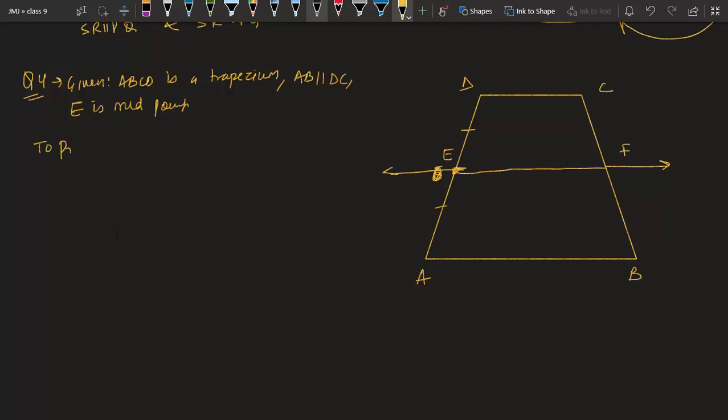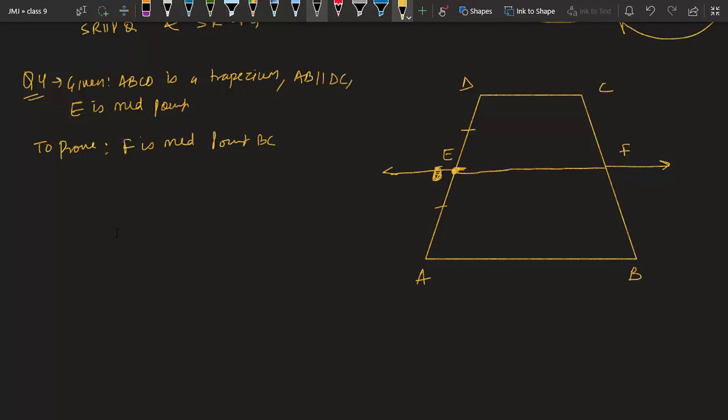So to prove F is midpoint of BC. Now, can we apply directly the converse of midpoint theorem, that line starting from midpoint of one side going parallel to second side will bisect third side? Can we apply here right now? No, we cannot apply because it is a trapezium and converse of midpoint theorem is applicable only to a triangle. So we have to go indirectly to the answer.